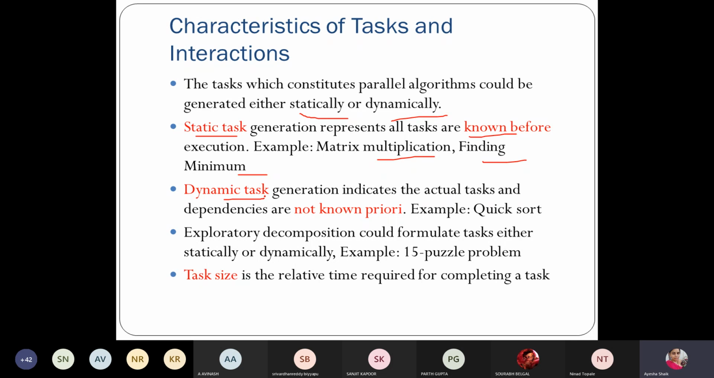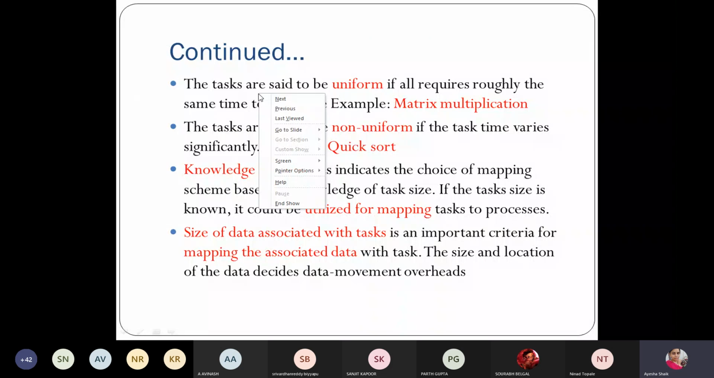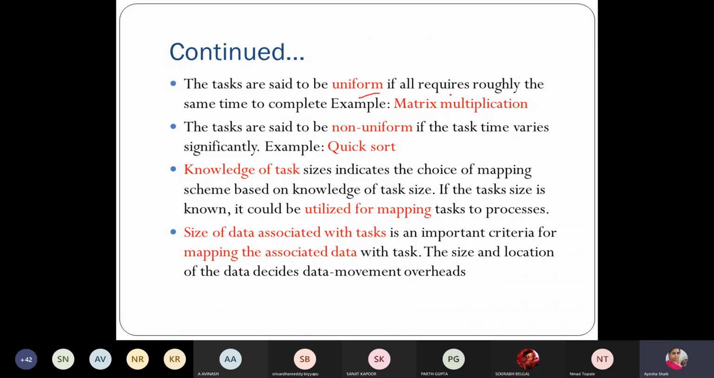And if it is dynamic task generation, we don't know the actual tasks and the dependencies. The example is the picture. Exploratory decomposition can formulate the tasks either in a static manner or a dynamic manner. For example, the 15 puzzle problem, because there also we don't know in prior. And task size is also one of the characteristics. It is the relative time required for completing the task. Tasks are uniform if all require roughly the same time to complete. An example is matrix multiplication here.